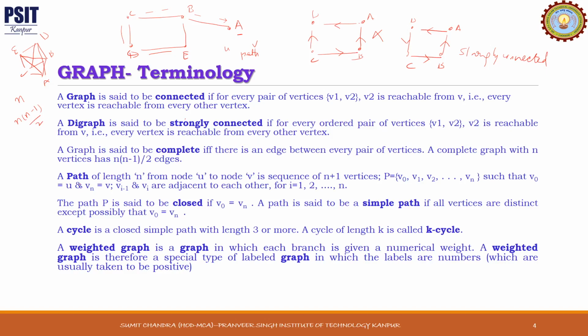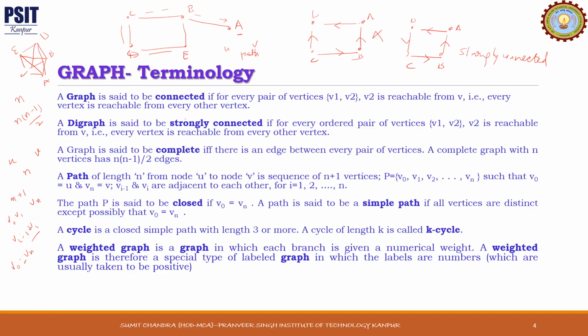Okay. Now path I have already discussed. Suppose there is a vertex u and there is a vertex v and the length of the path is n. So it contains n plus 1 vertices like v0, v1 up to vn, where vi minus 1 and vi are adjacent. And maybe v0 can be equal to vn if it is a closed path. If it is not closed, then v0 and vn are different. Also, a simple path means that all the vertices are distinct, except in case of a closed path. Otherwise, all the vertices are distinct.